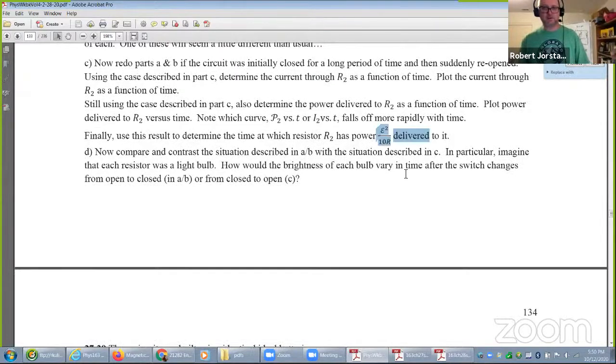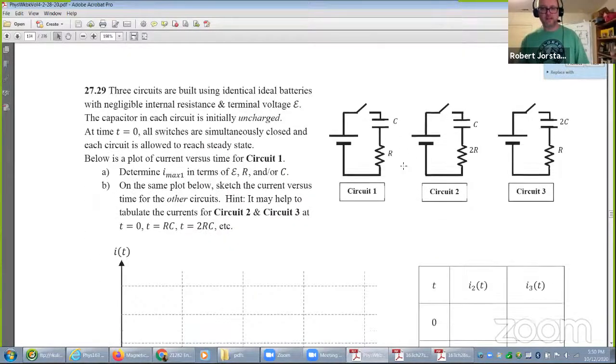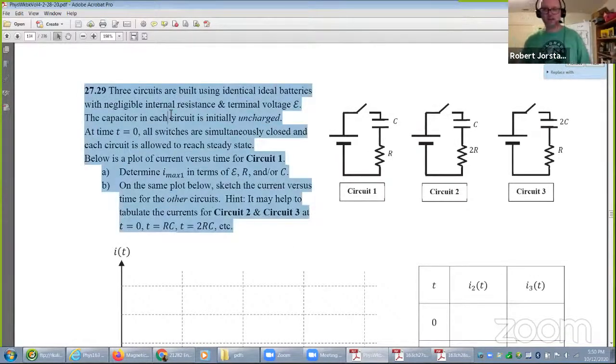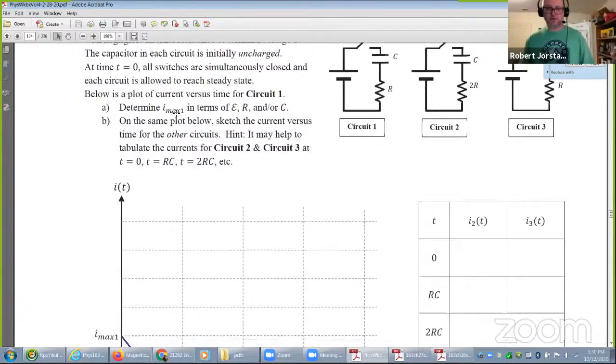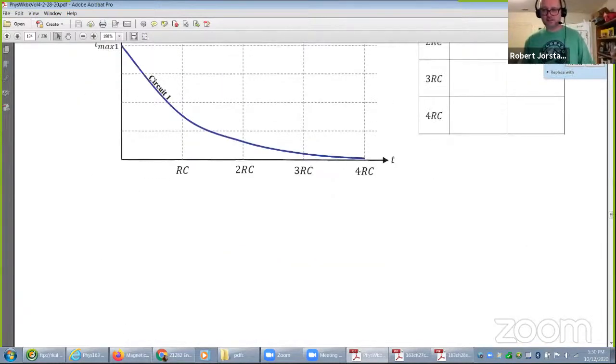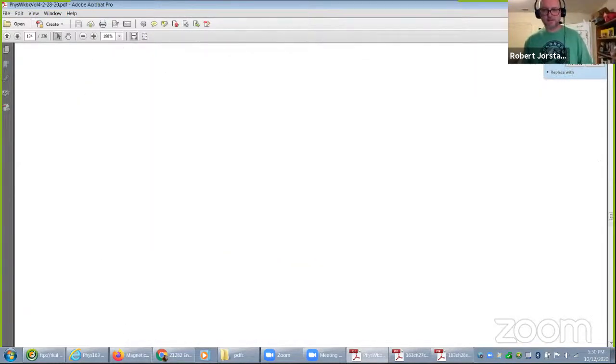Then here I ask some weird technical questions. Here's some more graphing questions. I just put the solutions in like the other night, so you may need to hit refresh. I think we're pretty much done with the RC transients. Let me pause here.